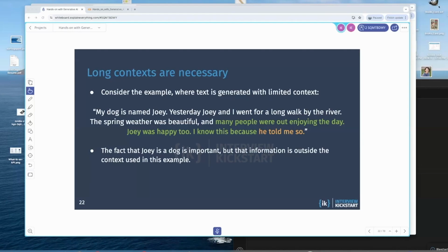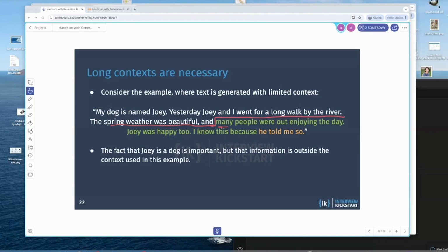So let's suppose I said, my dog is named Joey. Yesterday, Joey and I went for a long walk by the river. The spring weather was beautiful and many people were out enjoying the day. Joey was happy too. I know this because... okay, so let's suppose that I couldn't model a very long context and I had to limit it to just these words that are in green. So I had to chop off everything prior to the word "many" here and just use these green ones as my context.